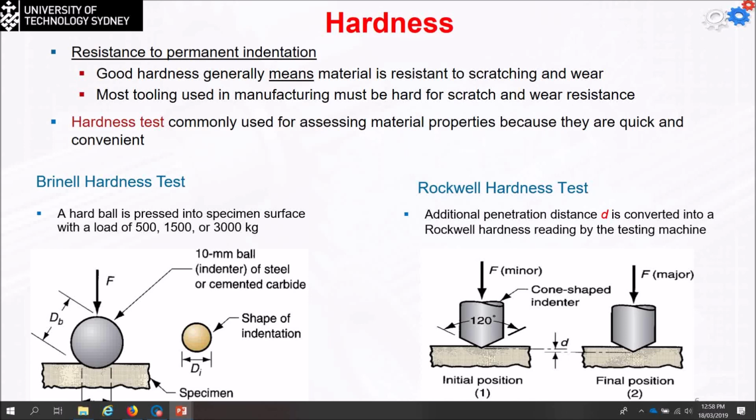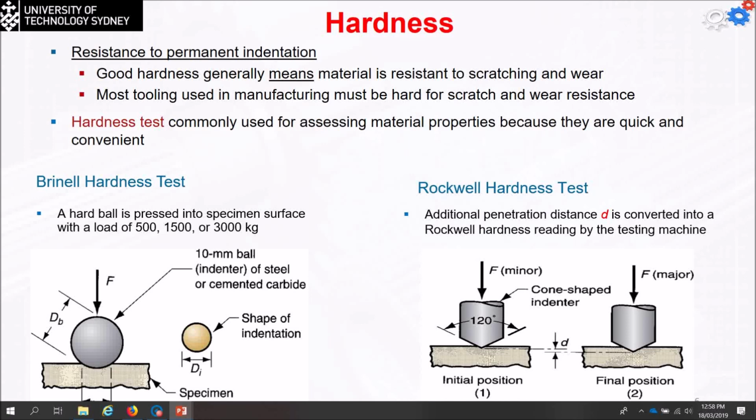In the Rockwell hardness test, instead of using the ball shape, he uses a wedge shape. So we press the wedge, and we determine the initial indentation and the final indentation using a certain force, and we check the value of the depth.